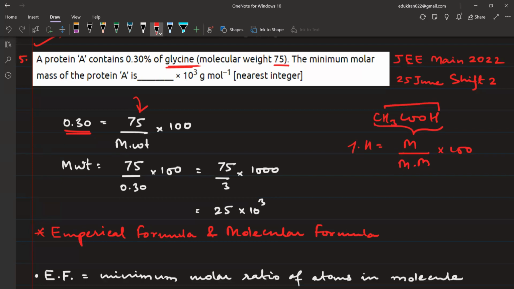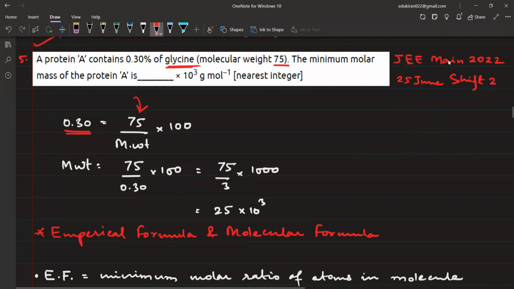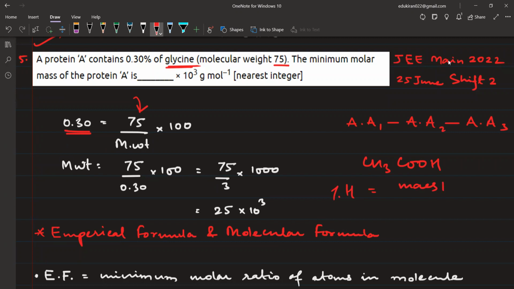Now since it is a protein, let me just tell you some things. If you don't know protein, proteins are long chain amino acids. Amino acid 1, amino acid 2, amino acid 3. We are applying the formula. If I have CH3COOH and someone asks what is the percentage of hydrogen, you would say whatever the mass of hydrogen is present in this particular compound divided by the molar weight of CH3COOH into 100. This is going to be the percentage of hydrogen.